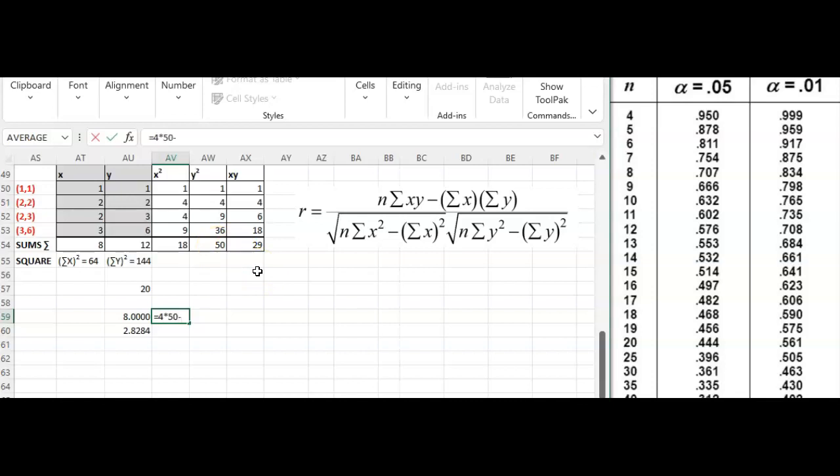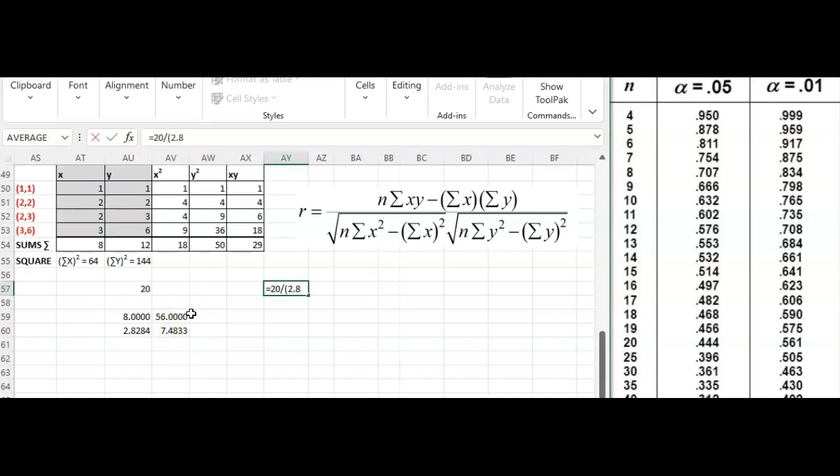And from that, we're going to subtract the sum of the y's squared. The sum of the y's is 12, squared is 144. And again, we're going to take the square root of that. I'll take the square root of 56, and that gives me 7.48. So to put that all together, on the top I have 20, and I am dividing that by 2.82 times 7.4833.